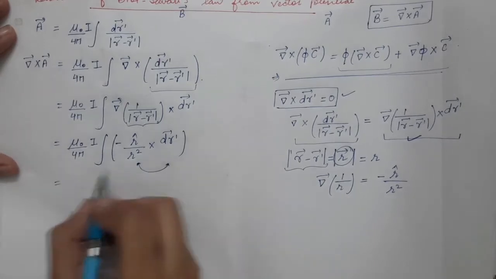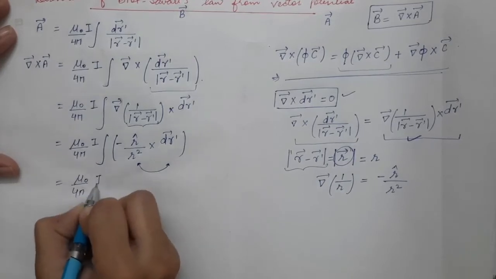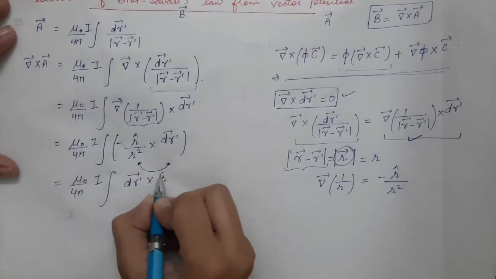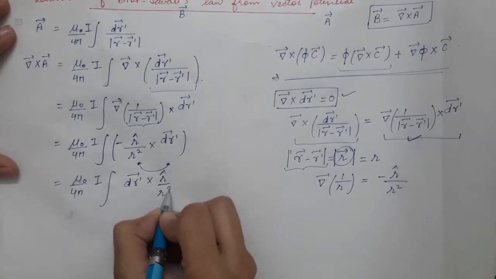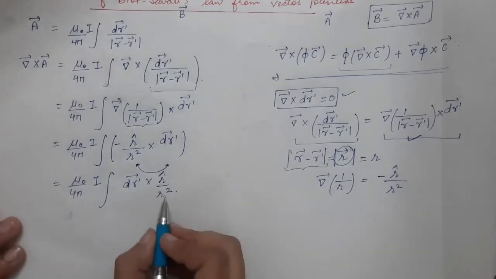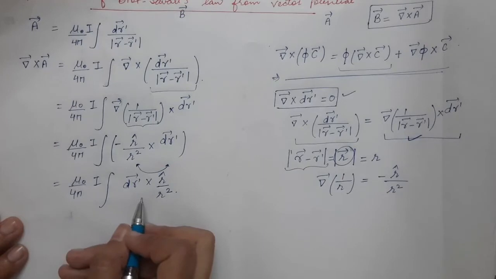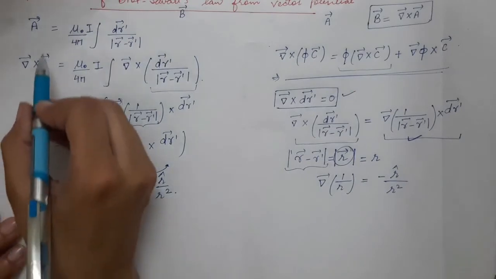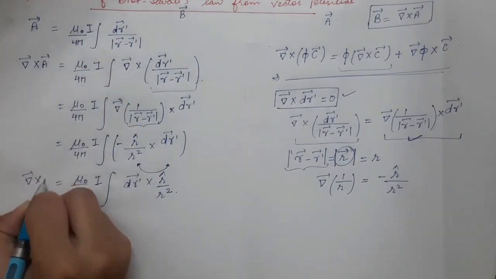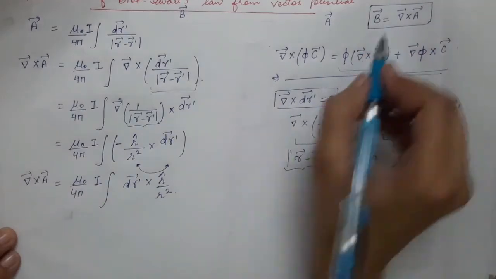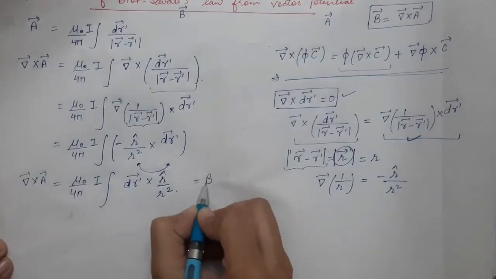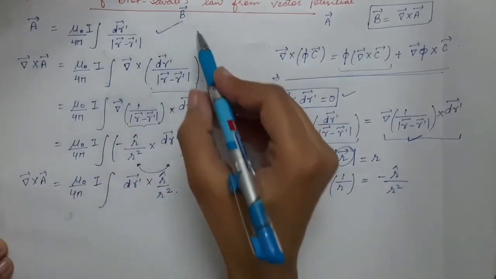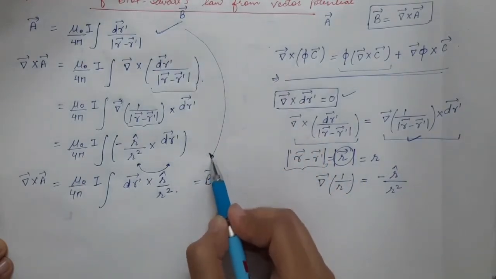So when you interchange their position, you will get mu naught divided by 4 pi capital I as it is, and inside the integral you will have dr prime vector cross product with r cap divided by r square. So this is the same formula that is given by Biot Savart law of magnetic field. On the left hand side you have curl of A vector, and as you know curl of A vector is equal to B vector. So this is the expression of magnetic field. Starting with the expression of magnetic vector potential, we have obtained the expression of magnetic field.